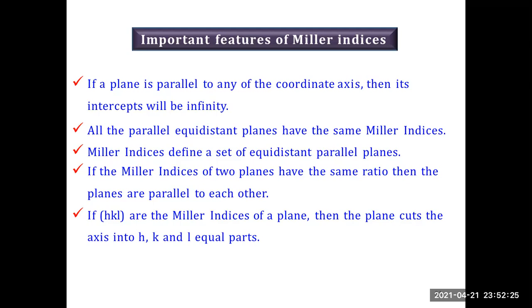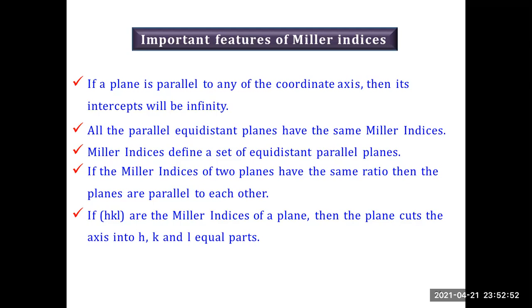If the planes are parallel to each other, then they will have the same Miller indices; the ratio will be the same here. So the Miller indices define a set of equidistant parallel planes. Definitely, Miller indices actually represent equidistant parallel planes.